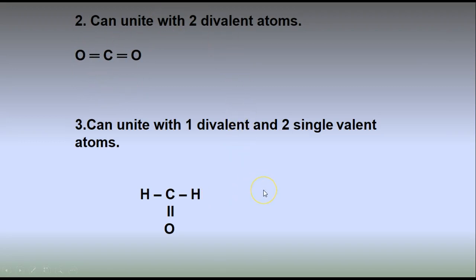Here, carbon can unite with 1 what we call divalent and 2 single valent atoms. So again, 1, 2, 3, 4 surrounding carbon. Hydrogen's happy with 1 bonding location, and oxygen is happy with 2.